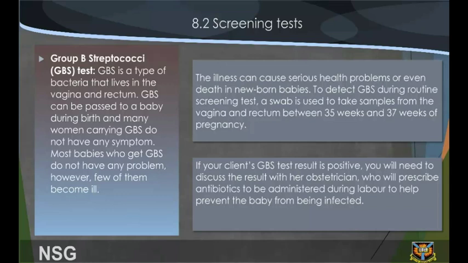To detect GBS during routine screening tests, a swab is used to take samples from the vagina and rectum between 35 weeks and 37 weeks of pregnancy. If your client's GBS test result is positive, you will need to discuss the result with the obstetrician, who will prescribe antibiotics to be administered during labor to help prevent the baby from being infected.